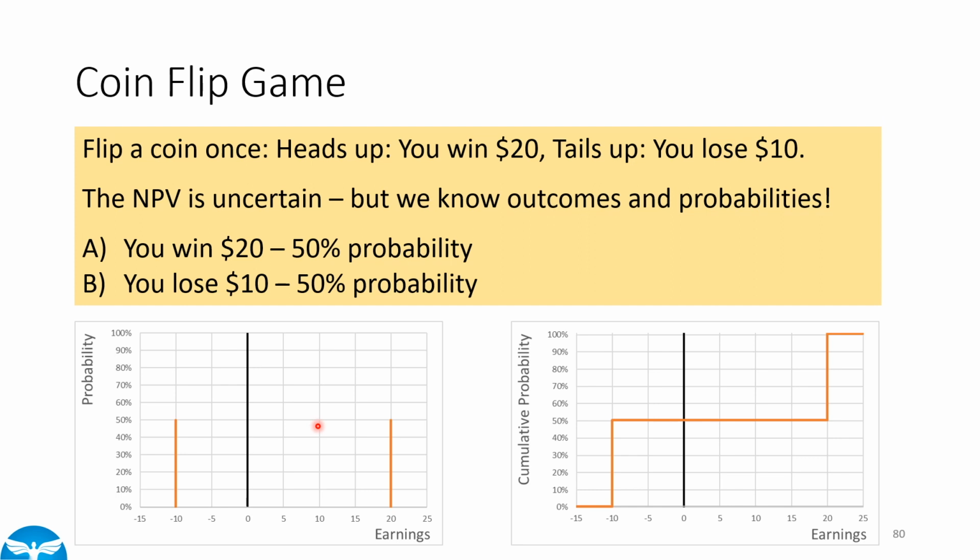Another way to express this graphically is to do a cumulative probability diagram. So here we accumulate the probabilities going from the left to the right, and when we do that, we go from the left and hit minus $10, and here all of a sudden we have 50% probability that that is going to happen. Then we continue to the right, and the next event is that we have a $20 possibility with 50% probability to happen here. So this would be the cumulative probability distribution, and that is sometimes an easier way to illustrate a game like this.